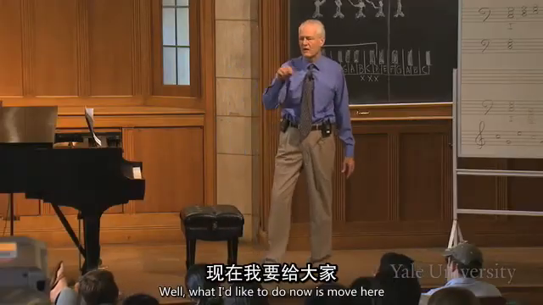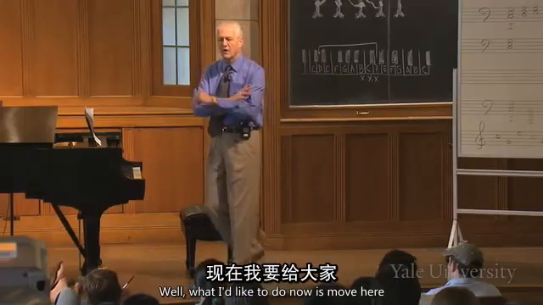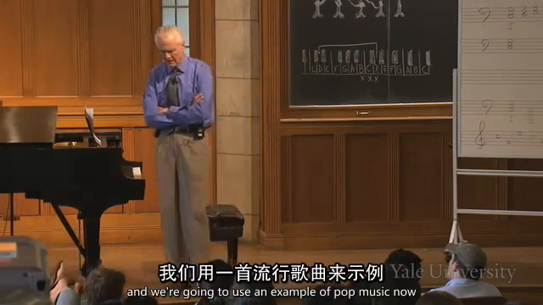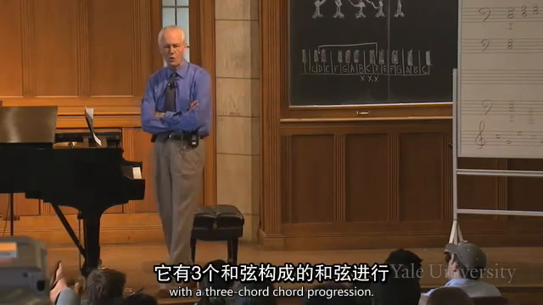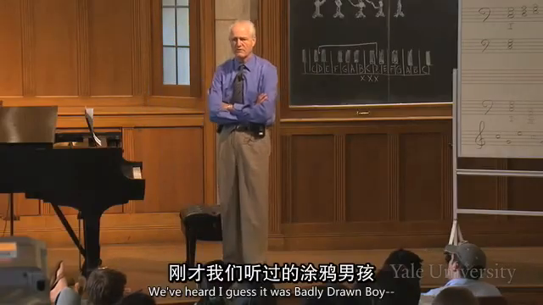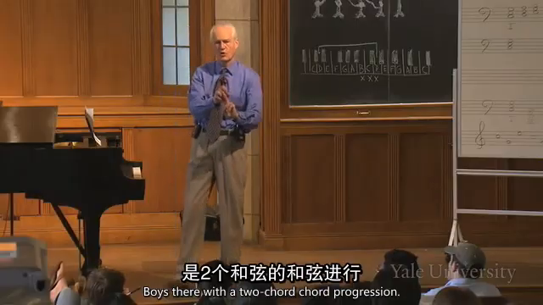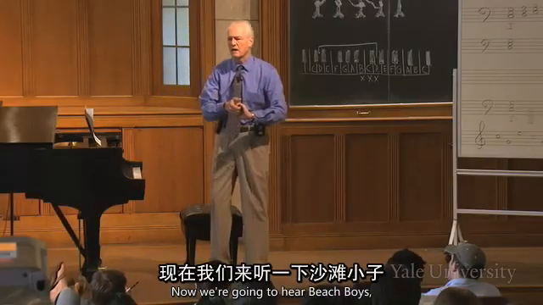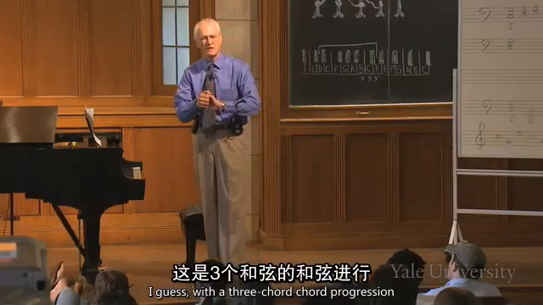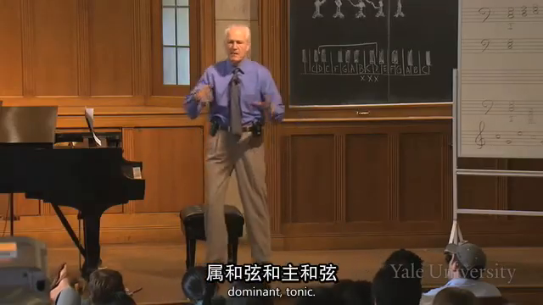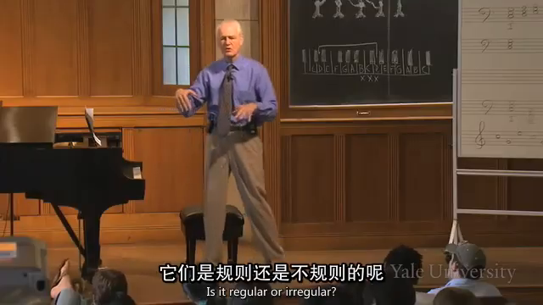Well, what I'd like to do now is move to a couple of additional pieces. We're going to use an example of pop music now with a 3-chord progression. We've heard Badly Drawn Boy there with a 2-chord progression. Now we're going to hear the Beach Boys with a 3-chord progression, and it's going to be subdominant, dominant, tonic. Is it regular or irregular?